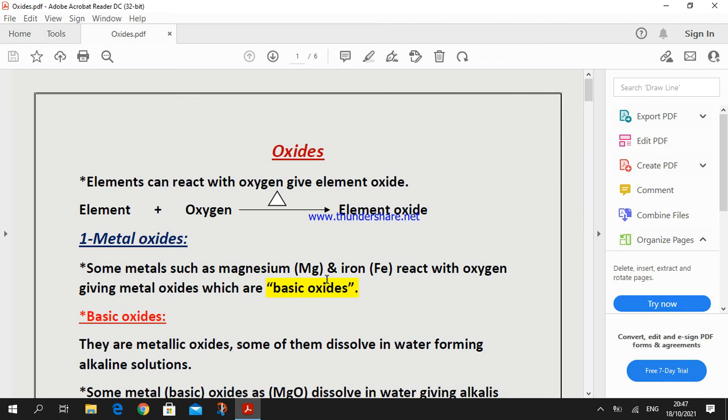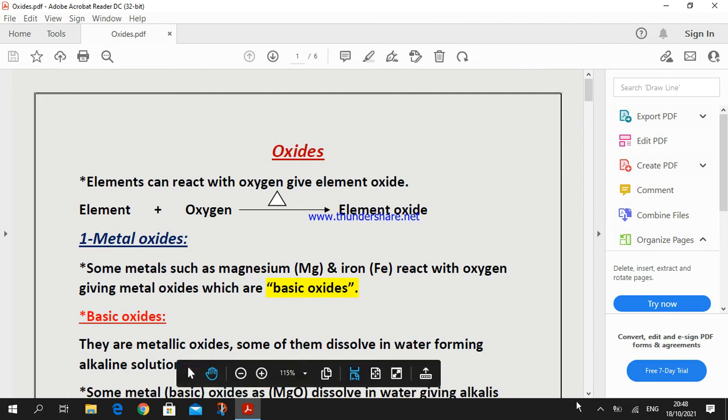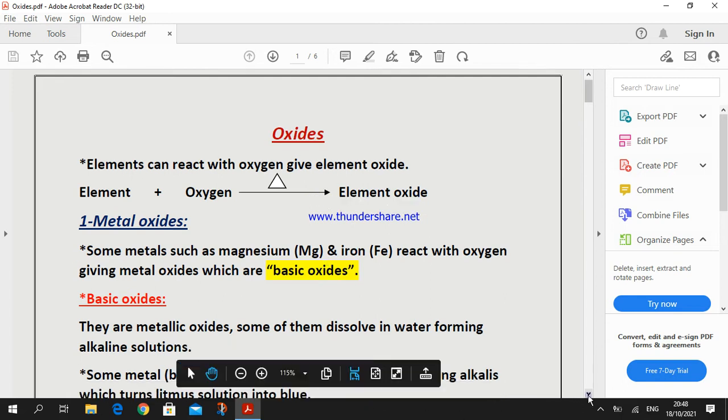And we have different types of element oxide. We have metal oxide, non-metal oxide, and amphoteric oxide. So what is the difference between them? Let's start with the metal oxides.